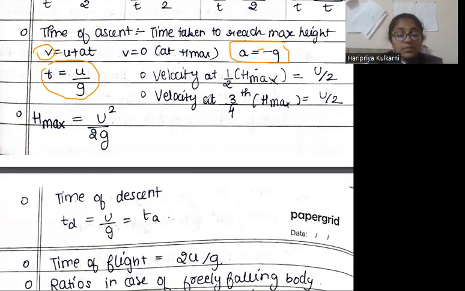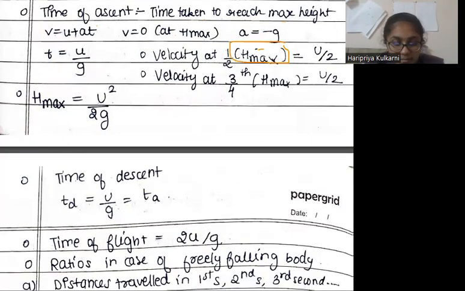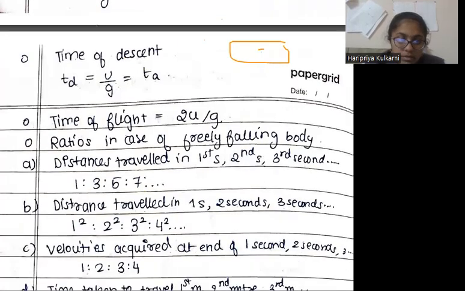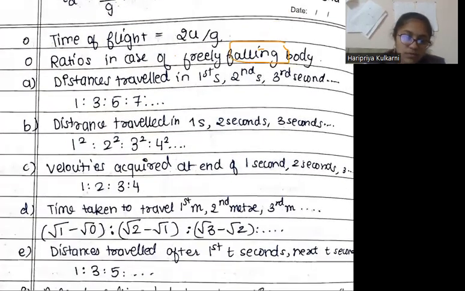Okay, so firstly, velocity at half of the h max. Okay, so if this is the h max, what is the velocity at this half point? It is u by 2, and velocity at the 3/4 of h max, there also it is u by 2 only. Now coming to time of descent. Okay, so time of descent is also equal to time of ascent.